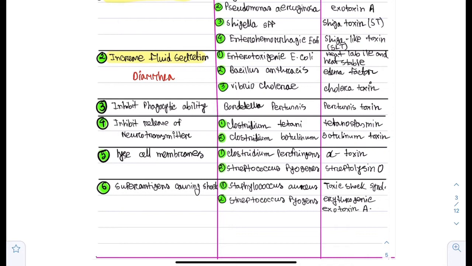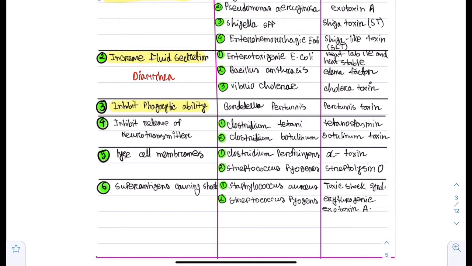So it is a must that we hydrate the patient, so there will be more fluid inside the body of the patient and they won't lose more water. Then the third feature is they inhibit the phagocytotic ability, because as we have seen up there in the morphology, they are encapsulated and they have capsules which actually evade the defense mechanism of the host cell.